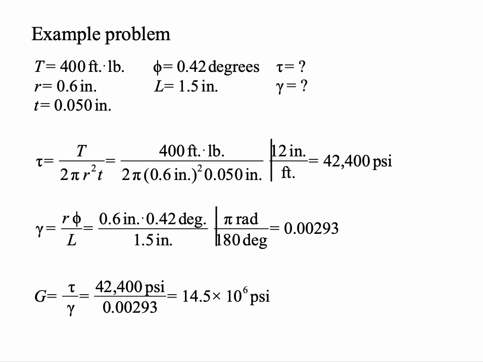So we have a shear stress of 42,000 psi, a shear strain of 0.0029, and when you divide the two, you end up with a shear modulus of 14.5 million psi, which is stiffer than steel, but not as stiff as chromium.